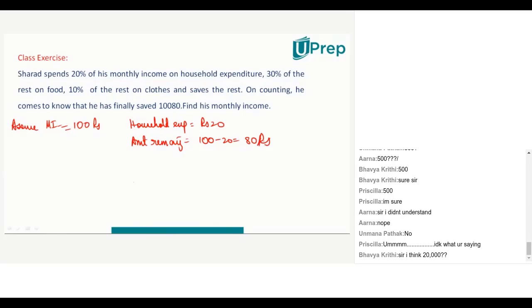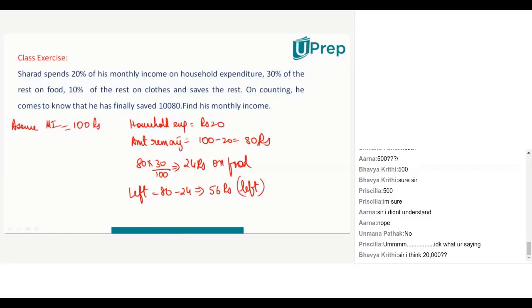30% of 80 rupees is how much? 80 into 30 by 100. 24 rupees on food. How much is left now? 80 minus 24. All of you agree with me? Is everyone following till here? That is 56 rupees left.